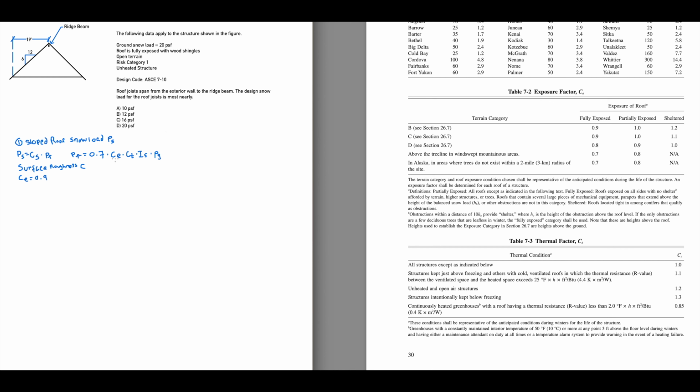Okay, the next item that we're going to solve for is CT. We see right here, CT, the thermal factor, is provided for different levels of heating of the structure, right? And our problem statement says that we have an unheated structure. So for an unheated and open air structure, we know that CT is equal to 1.2. So we'll write that down as well.